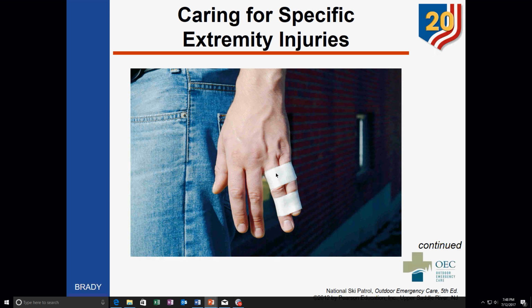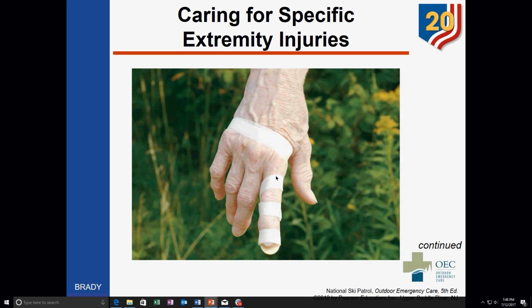Here again, a nice little splint, one finger to another. Could be the, put it on a depressor or whatever it might be. Here's a tongue depressor. Thought I'd seen that before.